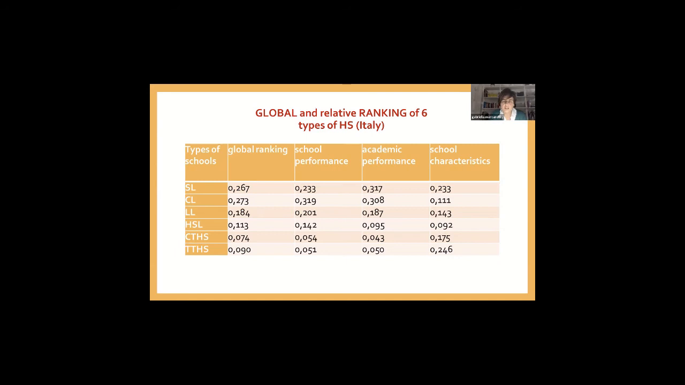The top of the ranking mainly includes classical and scientific lyceums, whereas the bottom of the ranking includes commercial and technical high schools. Moreover, we highlight that the ranking does not vary by area, but only the intensity of preferences may be different according to geographic area and the criterion we consider. More details are shown in the next slide.